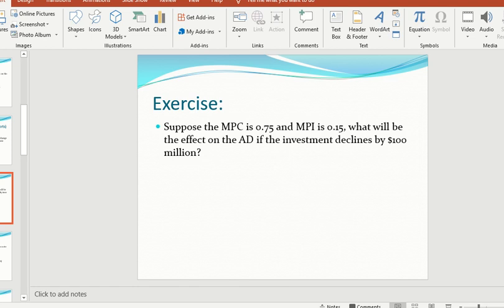Suppose the MPC is 0.75 and MPI is 0.15. What will be the effect on the aggregate demand if the investment declines by $100 million? So let's take a few minutes. Why don't we pause for a few minutes to solve for this?